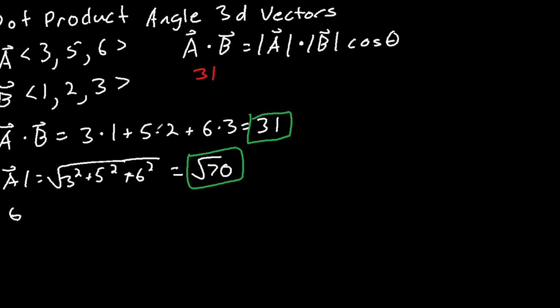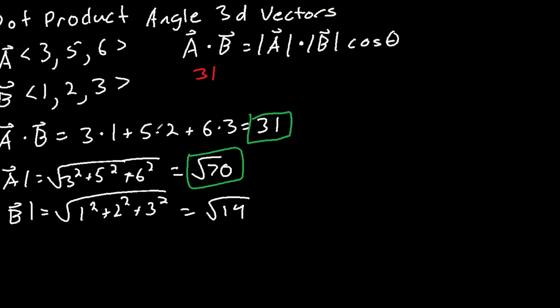The magnitude of B is equal to the square root of 1 plus 4 plus 9. Okay, let's not mess this up this time. This is the square root of 14. In the previous video, for the cross product one, I did square root of 15. So this one is going to be square root of 14, which is the actual right answer. And let's write in red: square root of 70, square root of 14.